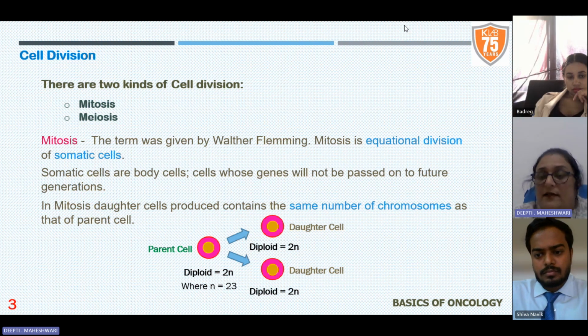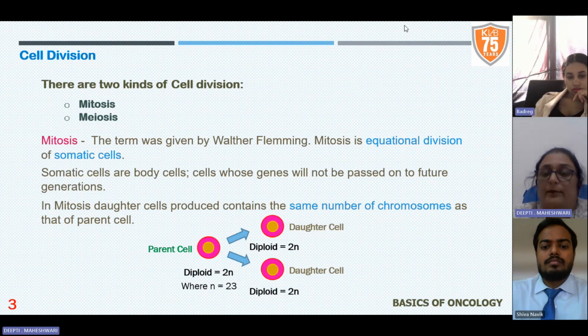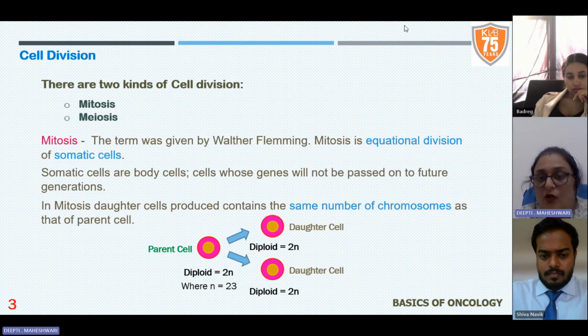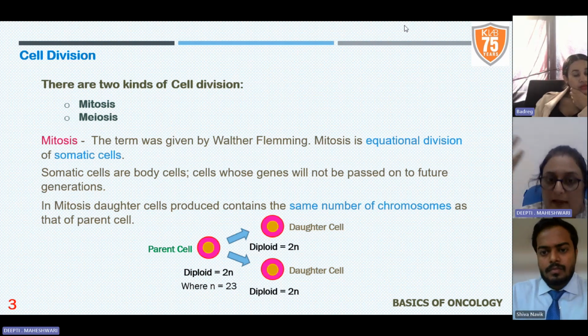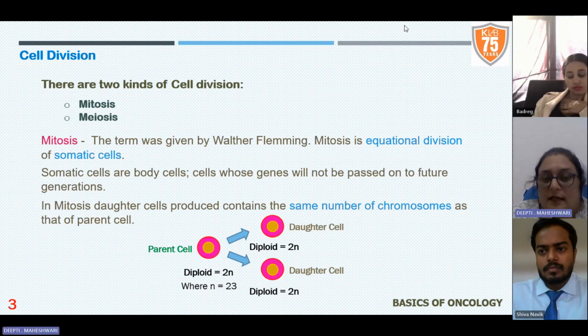What do you mean by somatic cells? All the cells in the body except the reproductive cells are called somatic cells. So you have reproductive cells and you have somatic cells in the body. All the somatic cells in the human body multiply with the help of mitosis. Now what happens in mitosis? From one parent cell, two daughter cells are formed, and the two daughter cells are exactly the same replica of the parent cell.